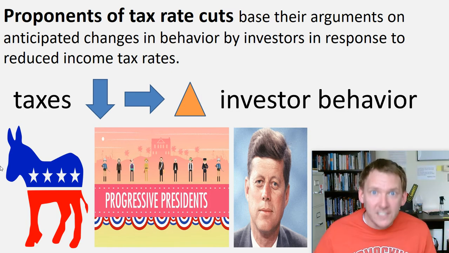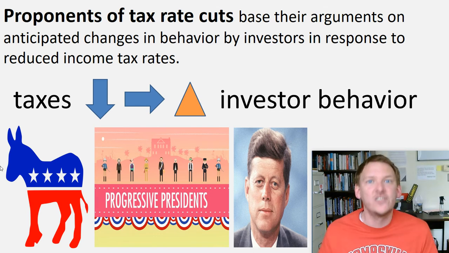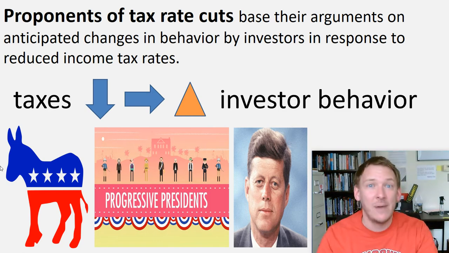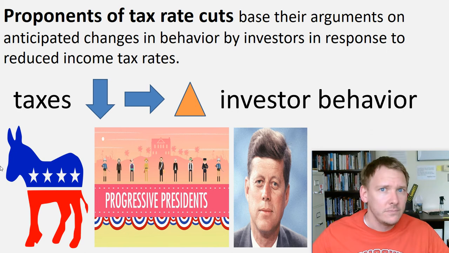The proponents, the people for these tax cuts, were the progressives. The people for these tax cuts were John F. Kennedy. Am I yelling too much? I know you guys said don't yell so much anymore. Hopefully that's not too loud.